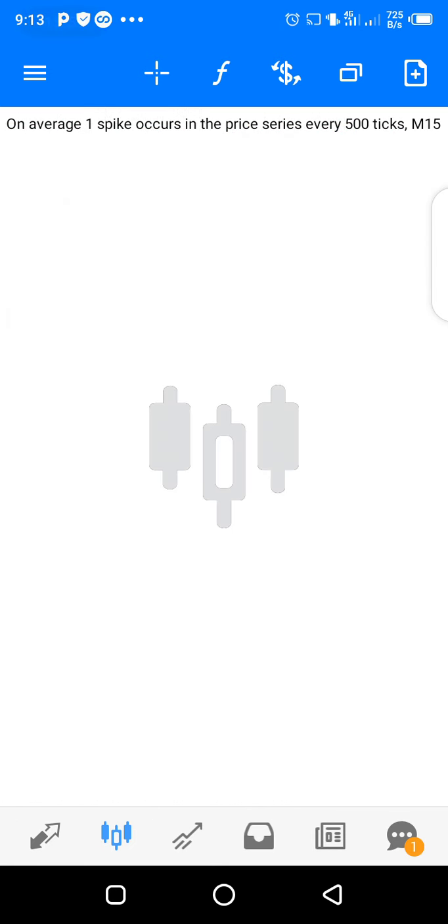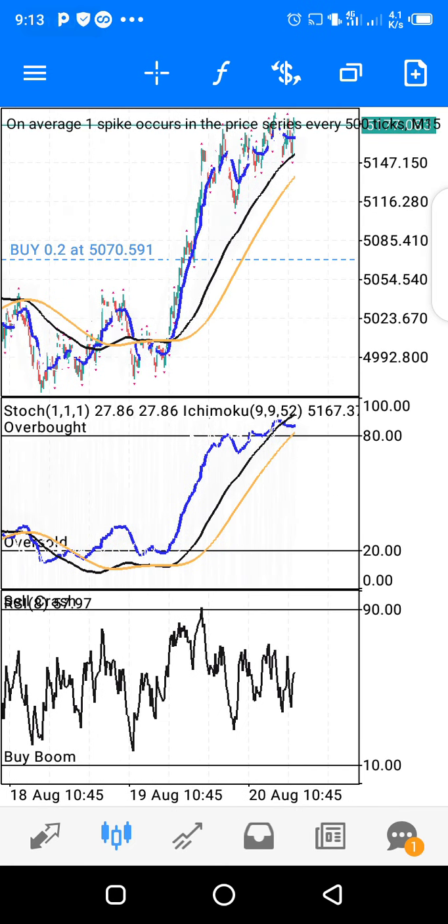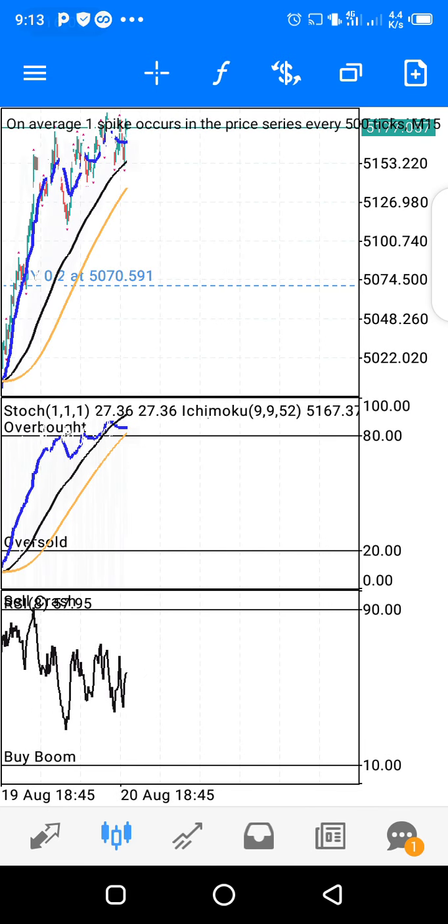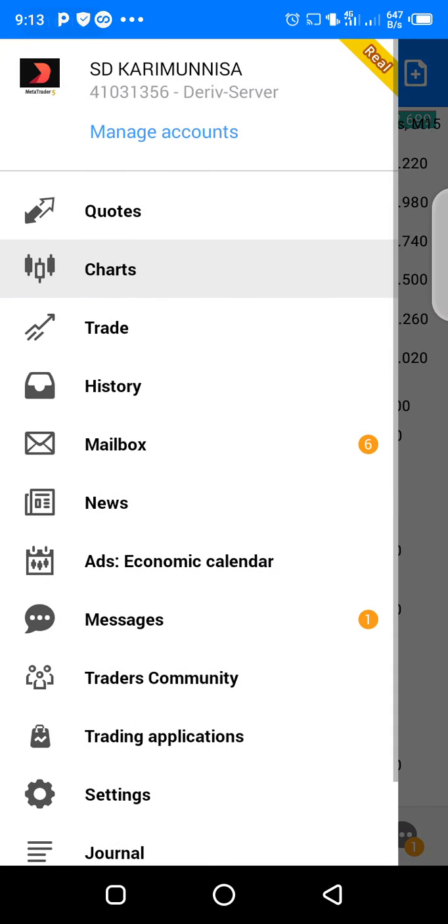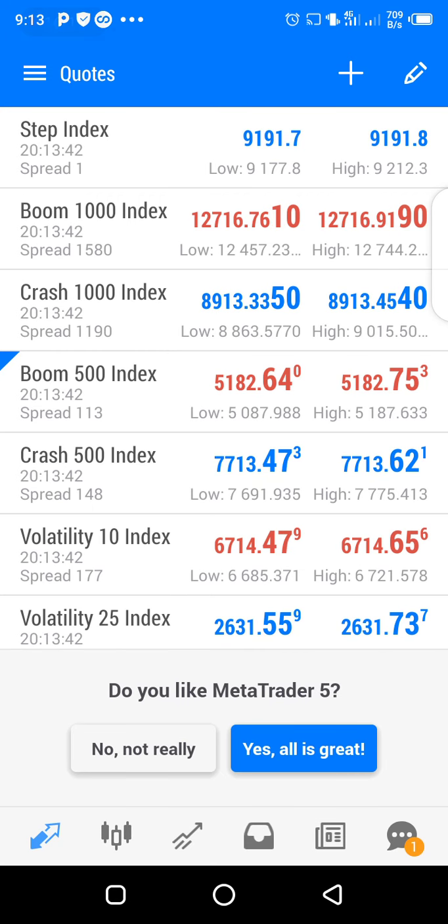Most times it's also good for you to consider your time frames before you enter the market, because what your time frame gives you for 5 minutes will not be what it will give you for 15 minutes and 1 minute. So you have to consider your time frames, and you must always check your quotes. If you look at your quotes, you know when to enter the market and when not to enter.